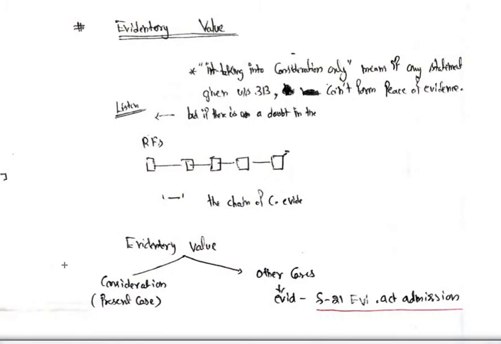Now the next is evidentiary value. What is the evidentiary value of the examination under section 313? So evidentiary value is, for the present case you can only take it into consideration, and in another trial, meaning a trial in some other case, then it is a proper piece of evidence. These statements of 313 are a proper piece of evidence in some other case. It can be used as an admission.